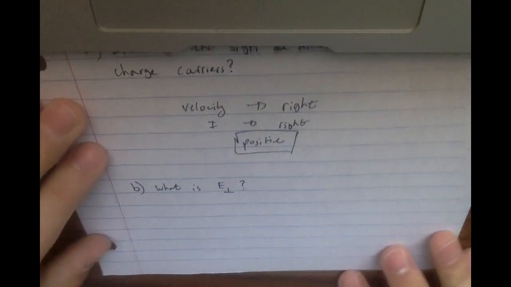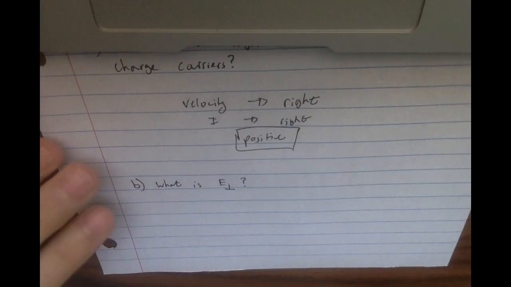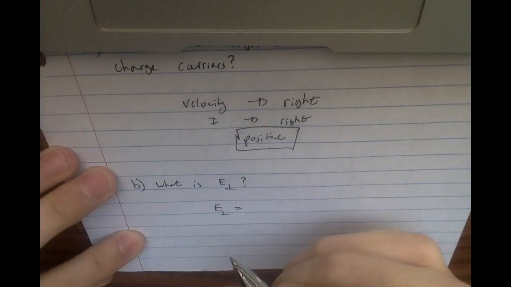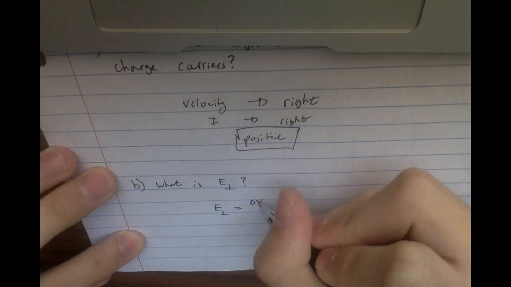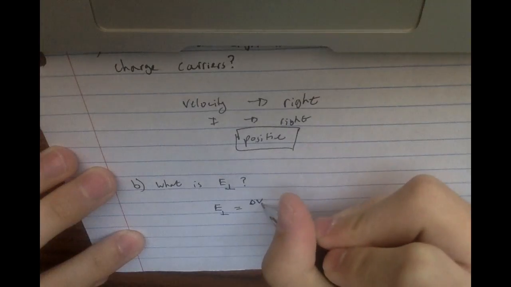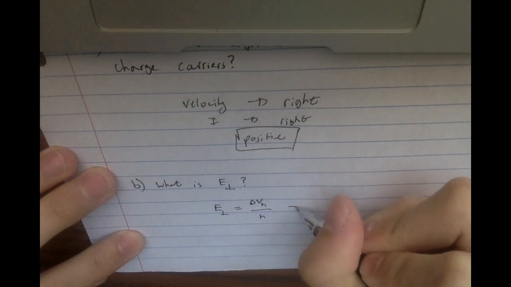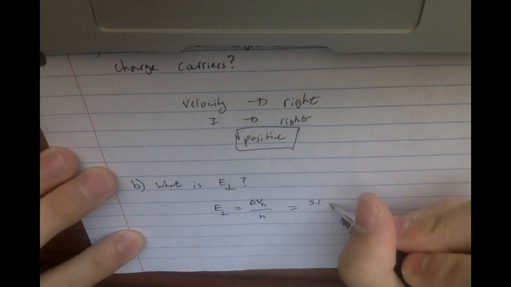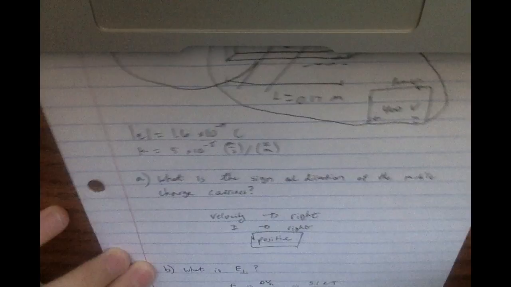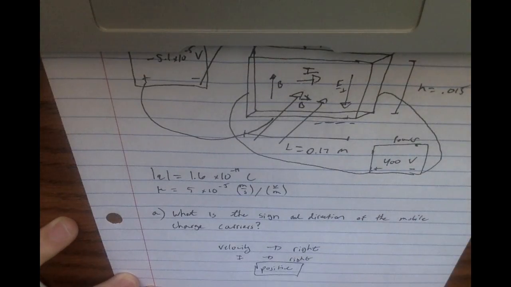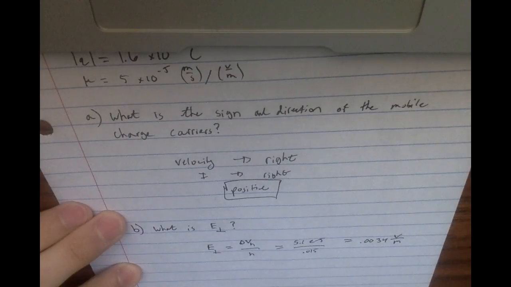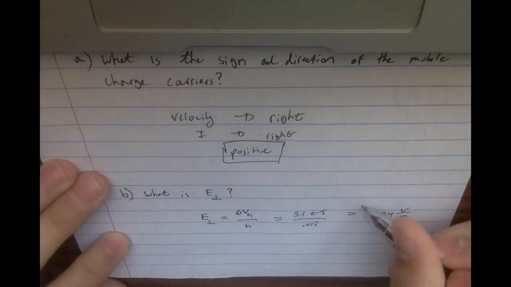Part B asks for the magnitude of the perpendicular electric field. The perpendicular electric field, E, is equal to the delta V across the top and bottom, so delta V_H over the height. Delta V_H is just the magnitude that the voltmeter reads, so that's 5.1 E negative 5, and the height is 0.015 meters, so that makes this 0.0034 volts per meter, carrying out that calculation.